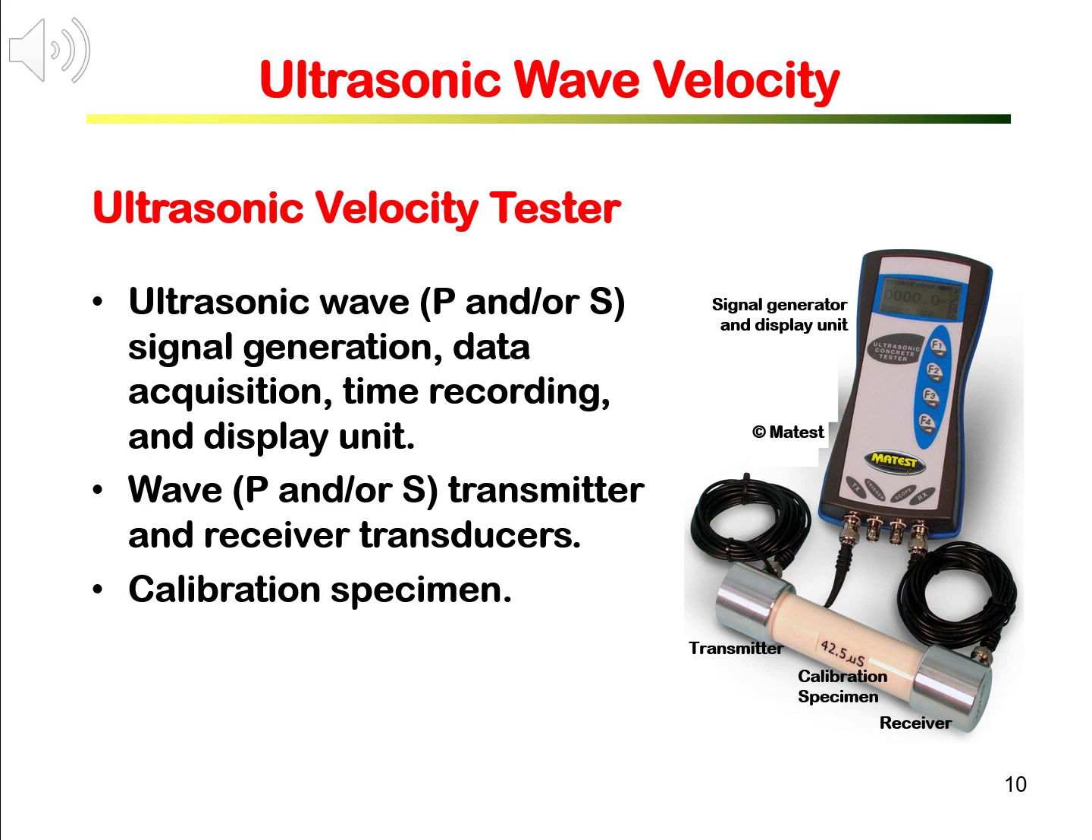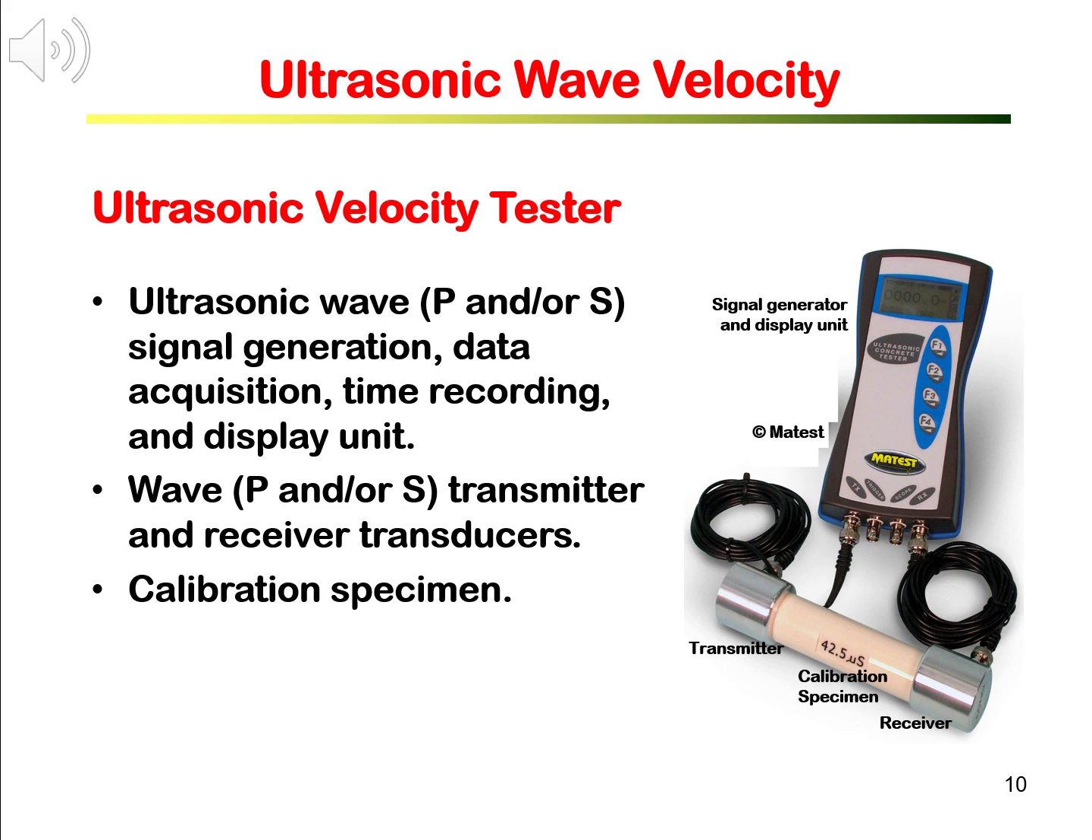Most of the ultrasonic velocity systems can produce both P wave and S wave, and therefore can measure P-wave velocity as well as S-wave velocity. The tester usually comes with a calibration specimen for regular calibration of the testing system.